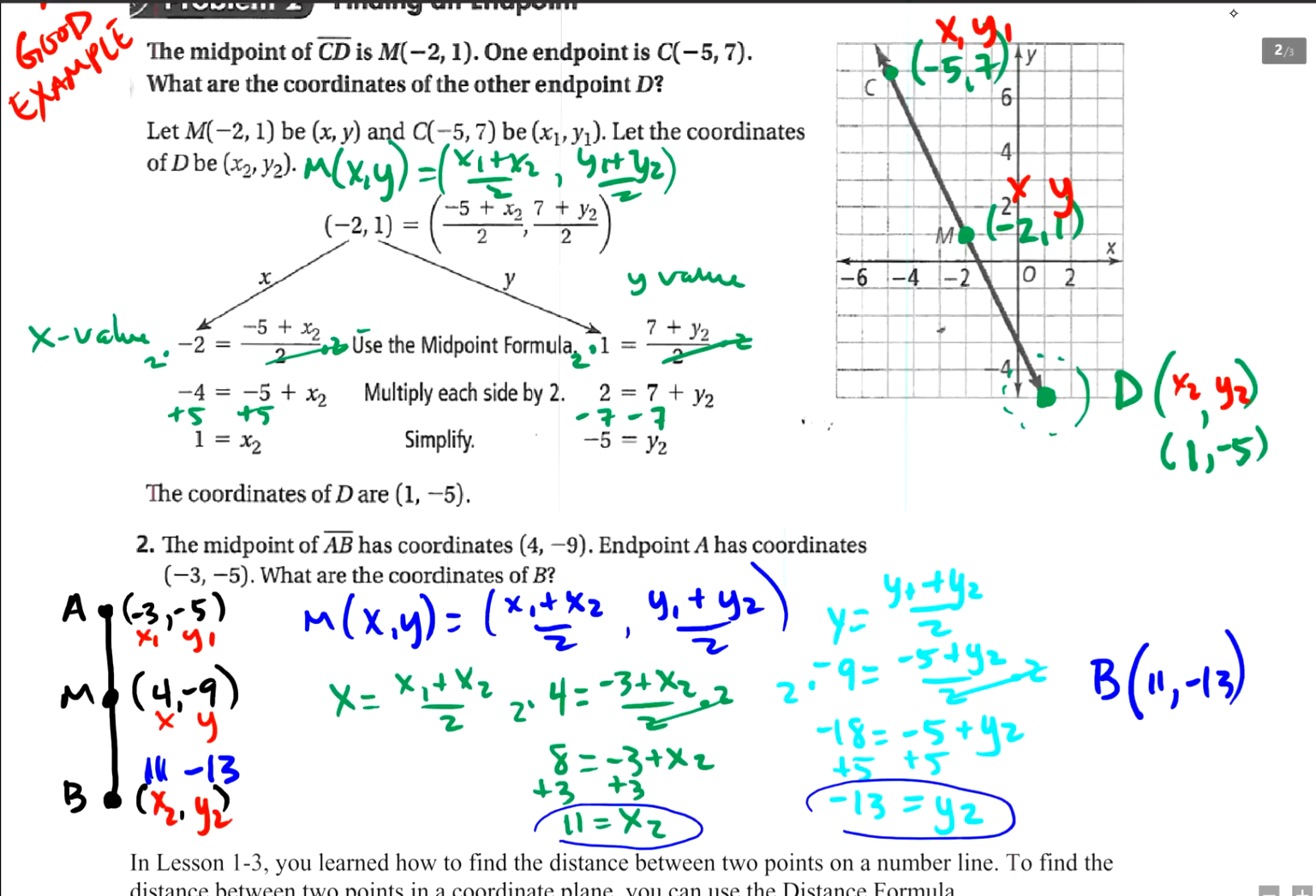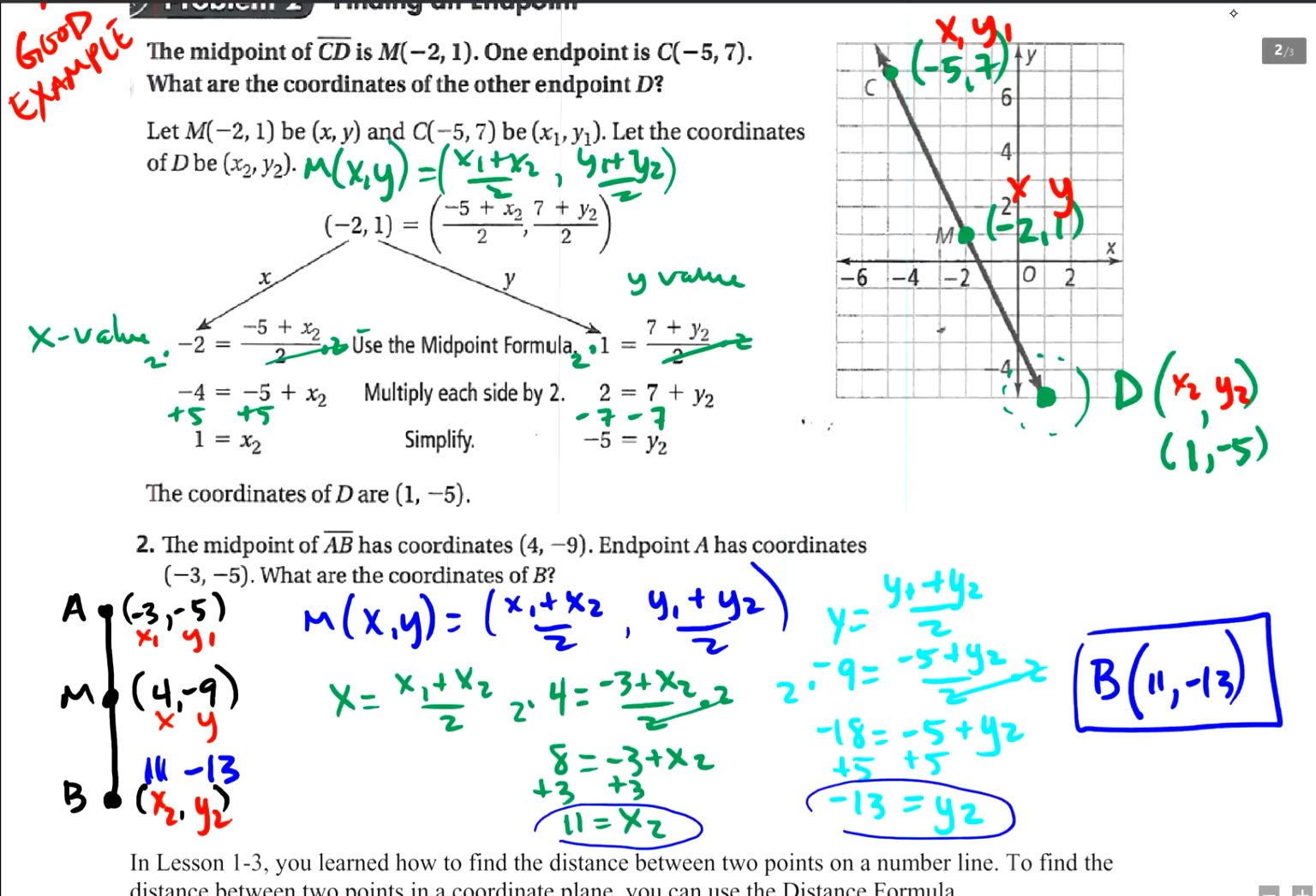I found my x coordinate. 4 equals negative 3 plus x2 over 2, multiplied both sides by 2, and I ended up with my x2 is at 11. And then I did the same thing for my y coordinate. Negative 9 equals negative 5 plus y2 over 2. I multiplied both sides by 2, and I ended up with y2 equals negative 13. So my point B is my x2, y2 value, 11, negative 13.